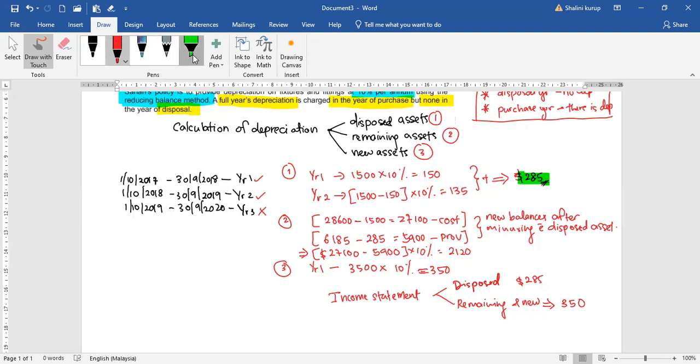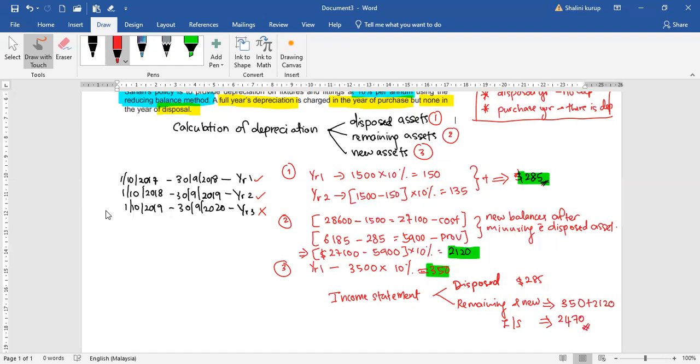So this is year one. This is the disposed asset, this is the remaining asset, and this is the new asset. When you add up the remaining and the new, this is the one that goes to your income statement. Under the income statement, depreciation for the year will be 2470. So I made it very clear.